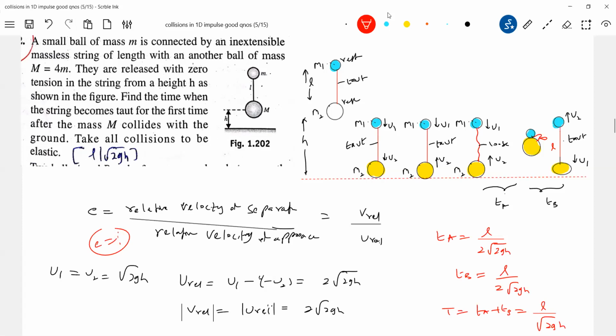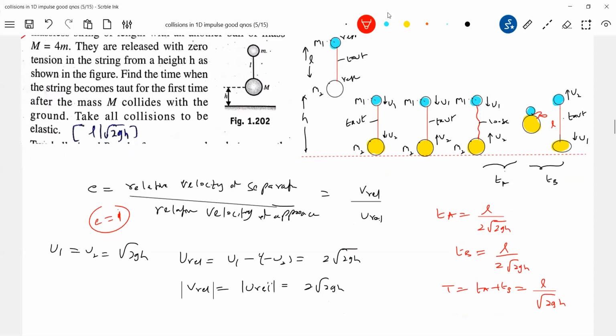Mostly, the problems will be there where you need not bother about the mathematics. Since it's an elastic collision, we are able to do the problem very easily. In inelastic, I think it's a little bit difficult. We have to do a lot of calculation. A lot of mathematics will be involved here.